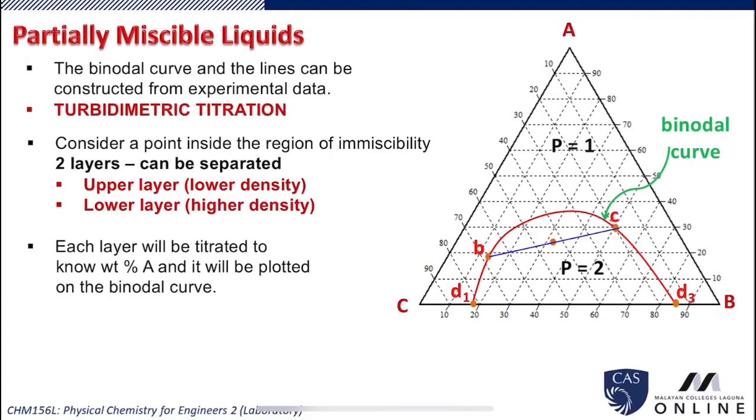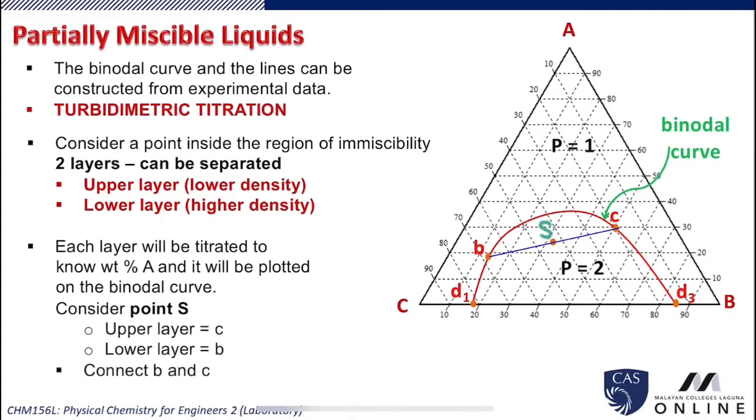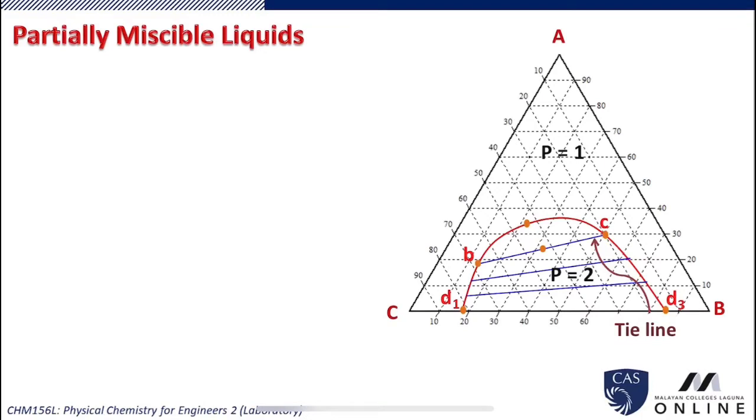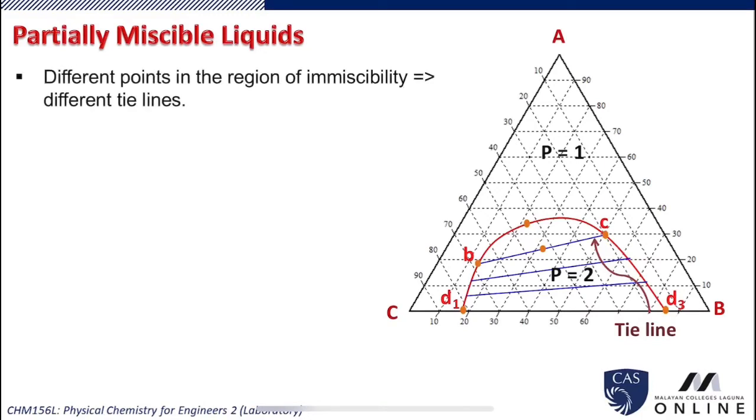We're going to look for different solutions inside this binodal curve, and we're going to determine those points in the binodal curve for the upper and the lower layer. So if we're going to consider that point S again, the upper layer would be C and the lower layer would be B. Now we're going to connect these two points, B and C. So that would be our tie line. So if we're going to consider many points inside the binodal curve, then we can create many tie lines. So in this case, we have three tie lines already. So different points in the region of immiscibility would mean different tie lines.